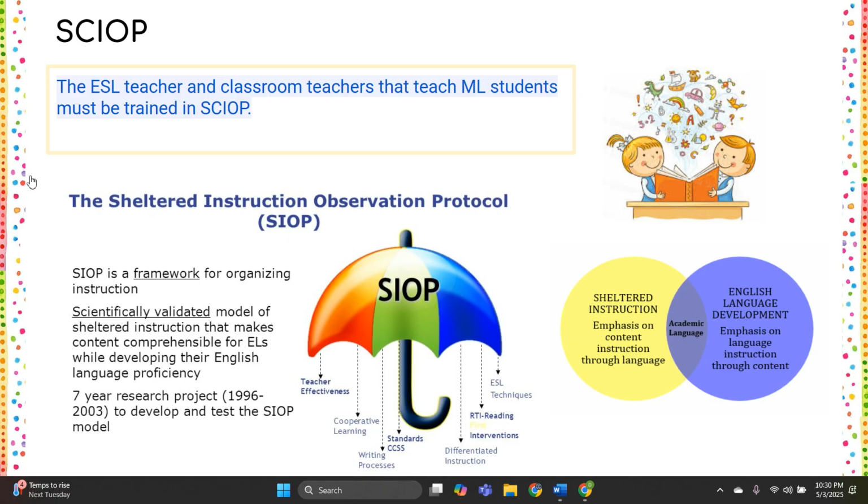As you can see on the slide, you will see SIOP, and then you will see the umbrella. Underneath the umbrella, it mentions teacher effectiveness, cooperative learning, writing process, standards, differentiated instruction, interventions, and ESL techniques. As for the Venn diagram, it talks about sheltered instruction, which is emphasis on content instruction through language, and English language development, which is emphasis on language instruction through content, and in the middle is academic language, which means that's what they both have.